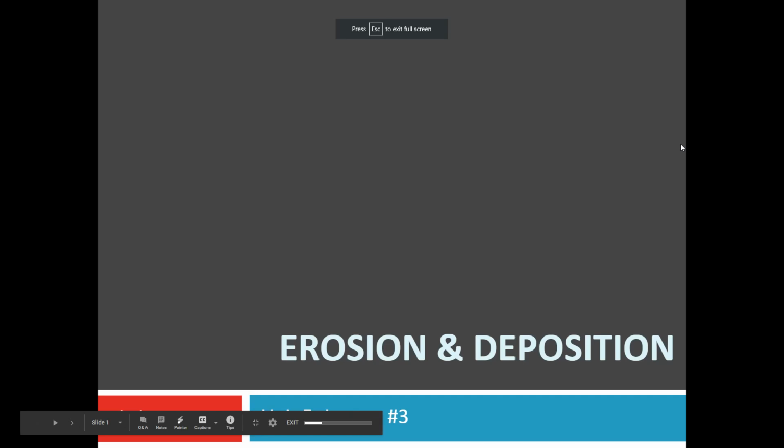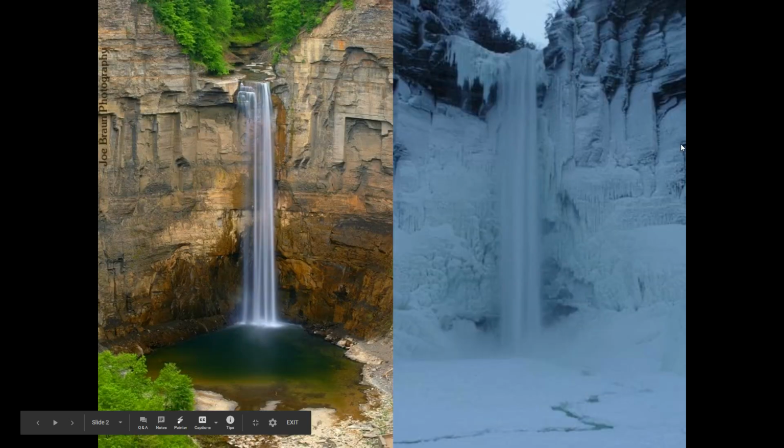Now, I want to go back to a picture that we saw earlier with our weathering topic. You might remember this is Taughannock Falls, and it's a really awesome place to visit because, well, it's just beautiful. And you also see some frost wedging going on there in the wintertime, which is pretty neat to see, and then the contrast with that in the summertime.